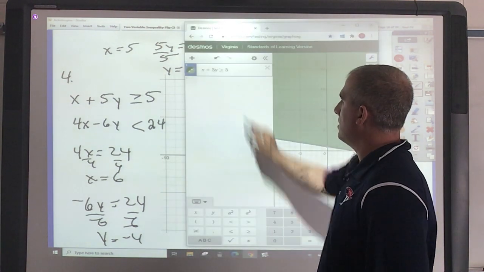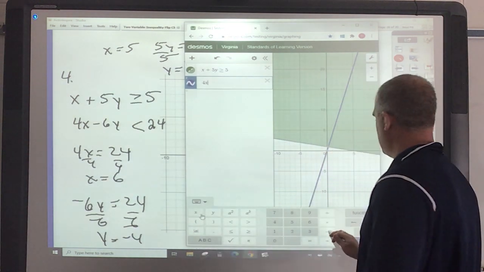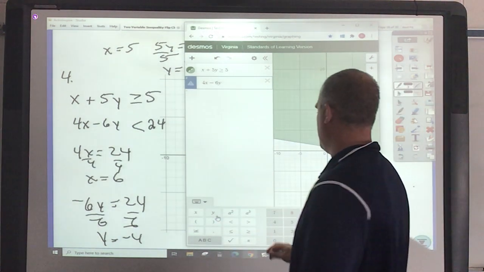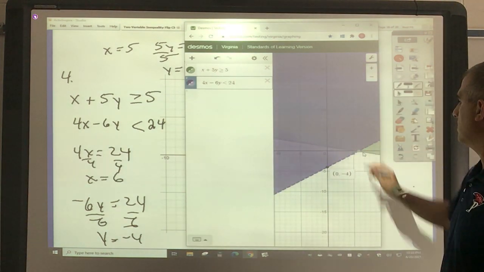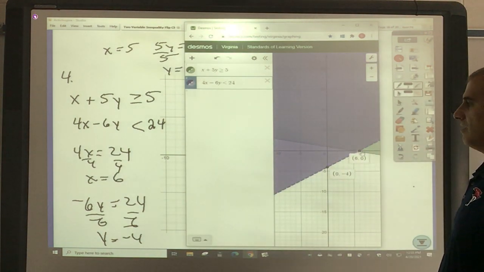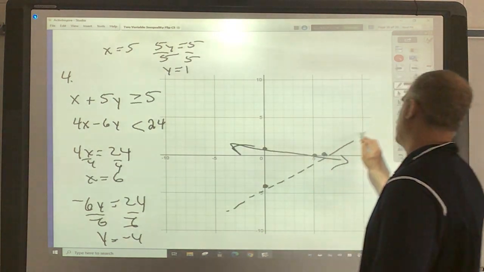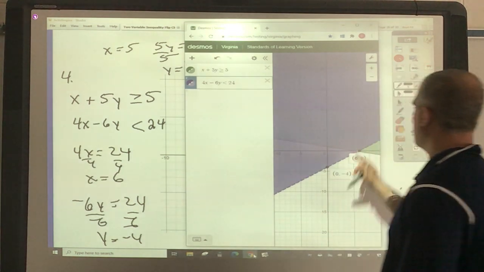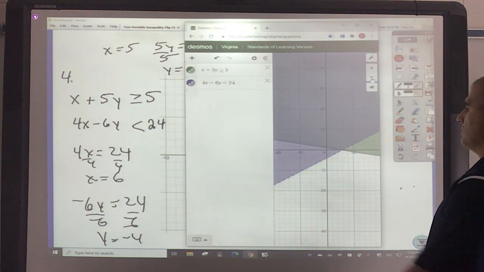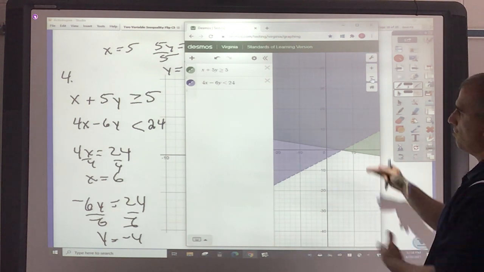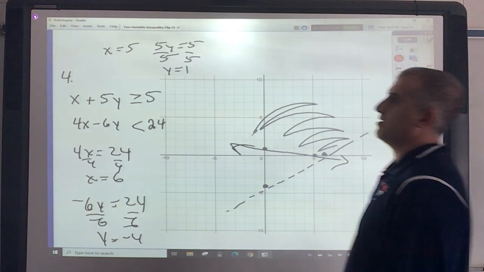Let's confirm that I got the right thing there. 4x minus 6y less than 24. Okay, I got that, boom. That's right on top of this other one. So that's a dashed line. And the shade, you can see the dark area. If I want to zoom out, you can sort of see. Sometimes if it's too light, you can zoom out. That top area will be the correct one.